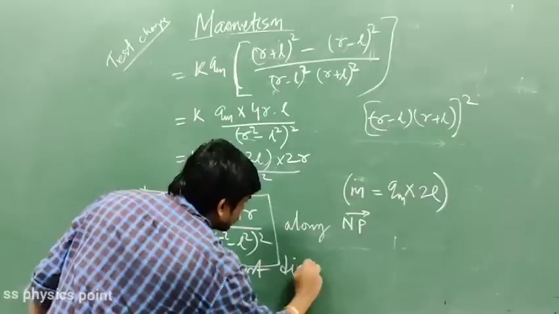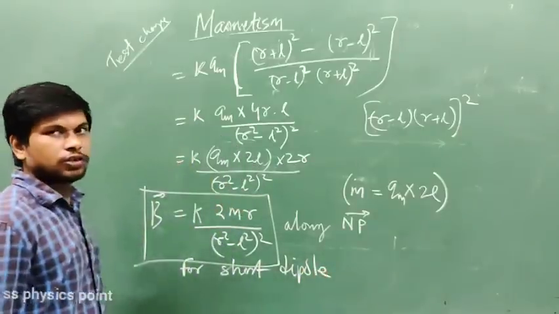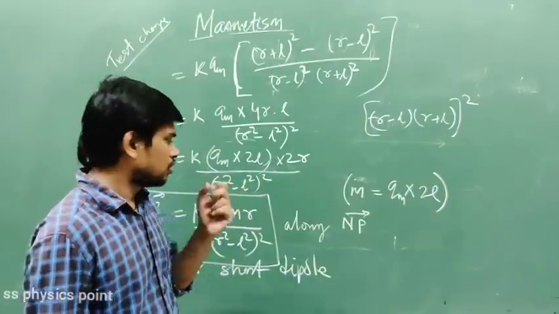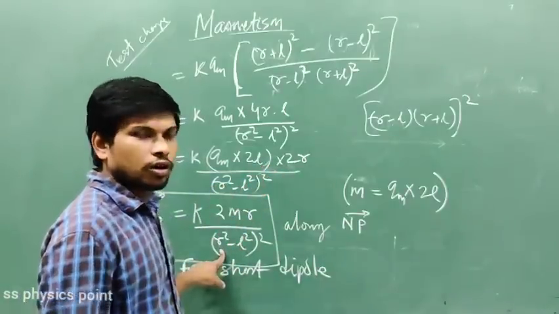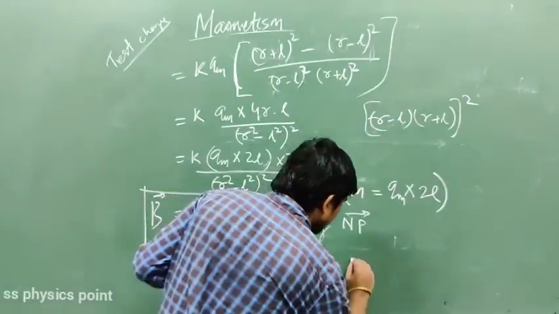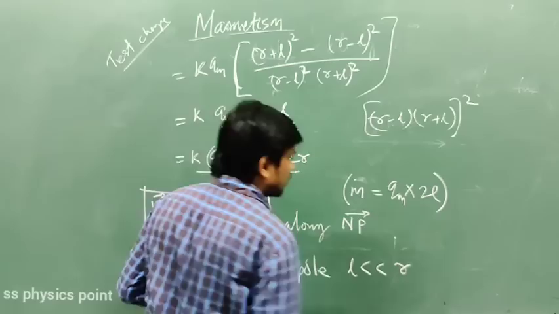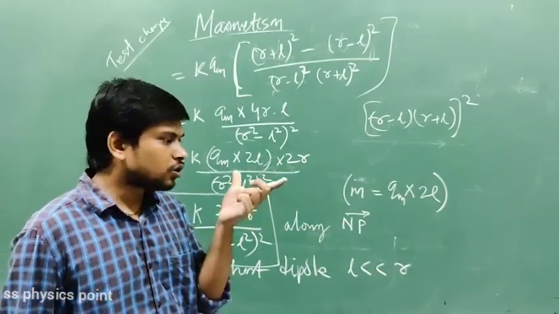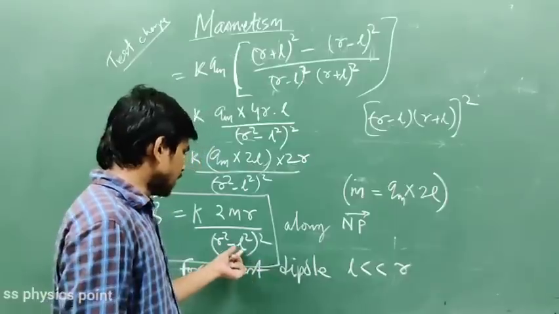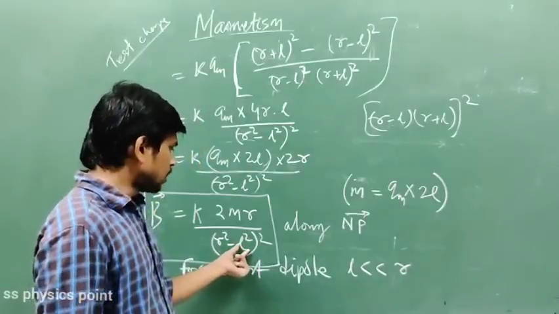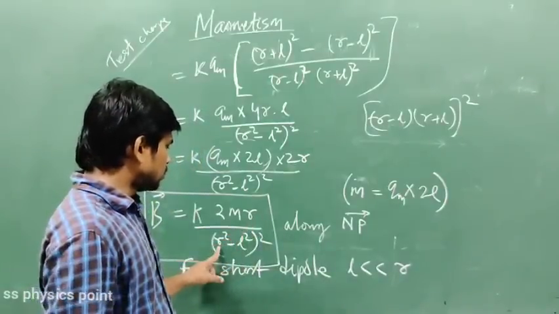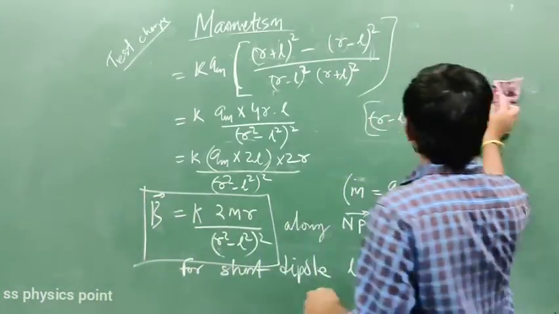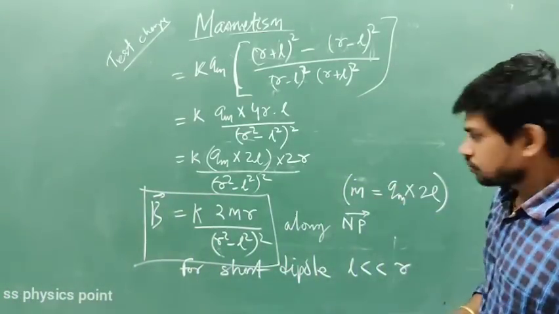Short dipole, how much will it be? Short dipole means that the length is very small compared to r. So l is much smaller than r. The magnetic length is very small with respect to r. Then you can neglect l. Now this l goes, so r square r. The final expression I am writing here. How much will it be?